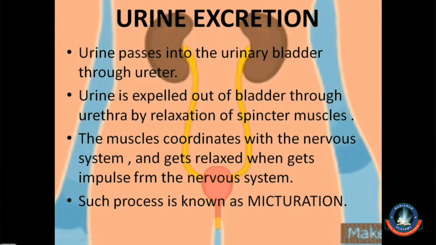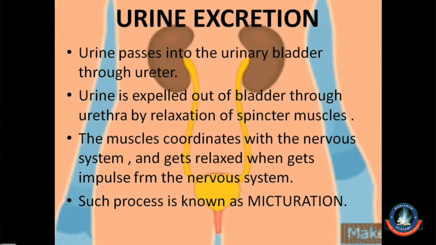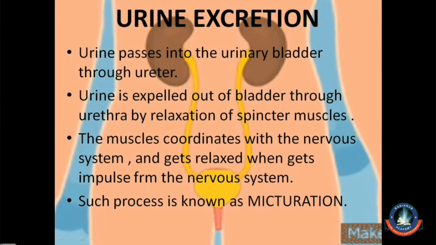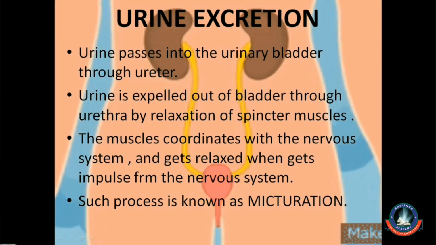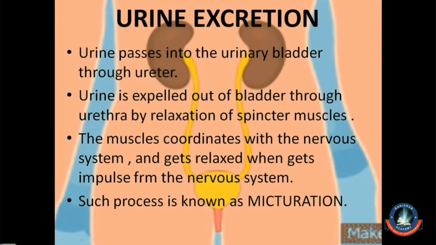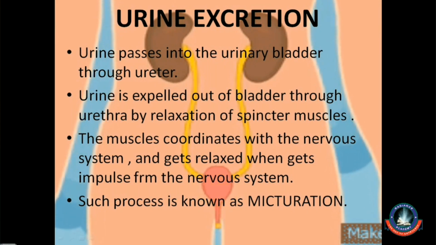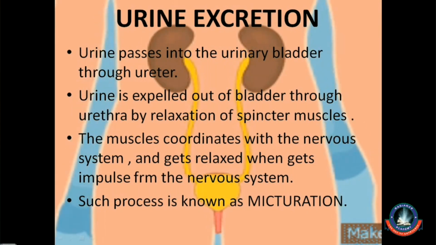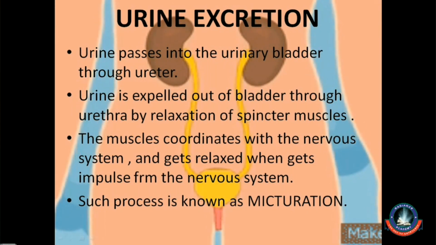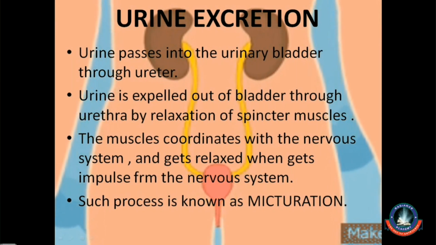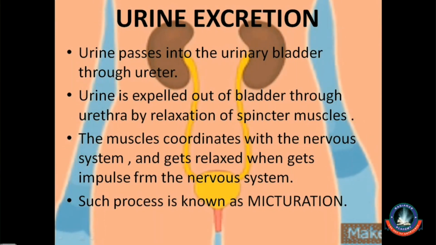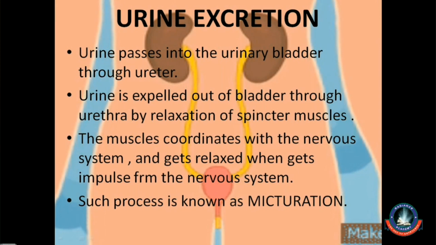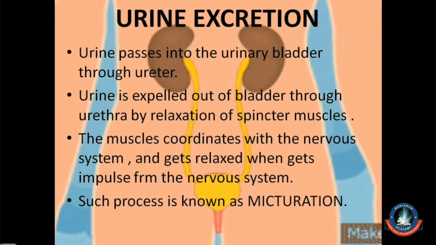It is stored there for a while, and after a regular interval it is expelled from the urinary bladder through the urethra. Now this is controlled by some sphincter muscles, of course. As you have seen, in babies we do not have these sphincter muscles. That's why they do not have control over their bladder. They pee anytime and anywhere.